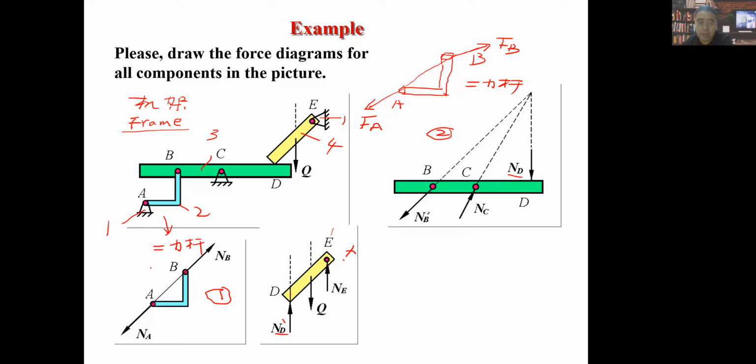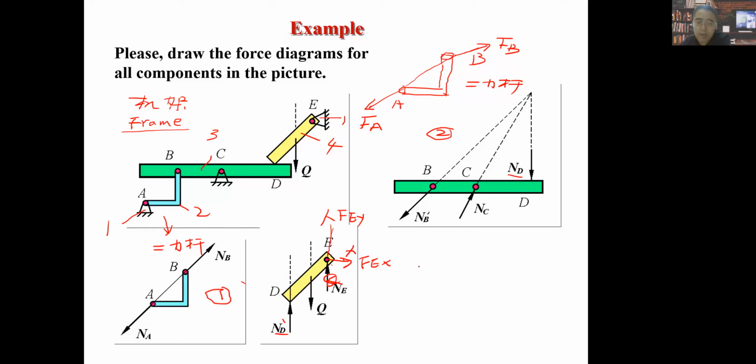And where is my point? And this Q is the active force. Just draw like this. Just move here. And here, this is NE. NE actually you can draw like this, FEX and FEY. Maybe someone will think about why it can be drawn like this.